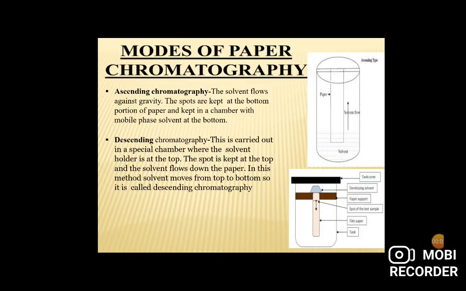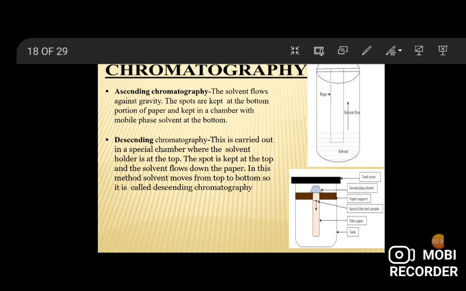So here we will discuss the modes of paper chromatography. There are several methods for the development of the paper with the help of the chromatography technique. First one is ascending chromatography, second is descending, third is ascending and descending chromatography, fourth is circular or horizontal chromatography, and the last one is two-dimensional (2D) chromatography.